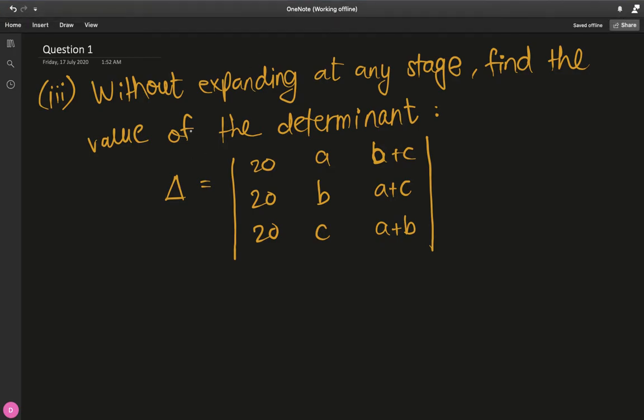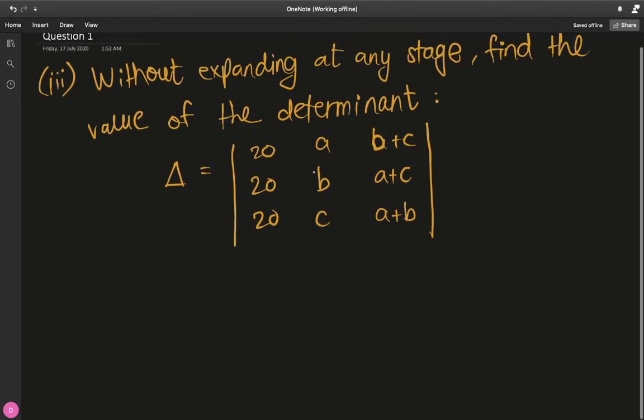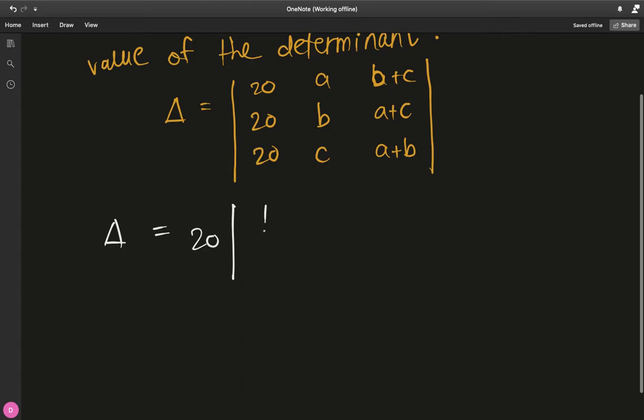Okay, so question 1 subpart 3. It's saying without expanding at any stage, find the value of the determinant, and you have a delta which is equal to this determinant matrix over here. So now, without doing any other observation, we can see that there is a 20 on this column. So let's pull out 20, and we can do that for any single column when we're talking about determinants. So we have 1 1 1 because we factored that out, and a b c, b plus c, a plus c, a plus b, all as it is.